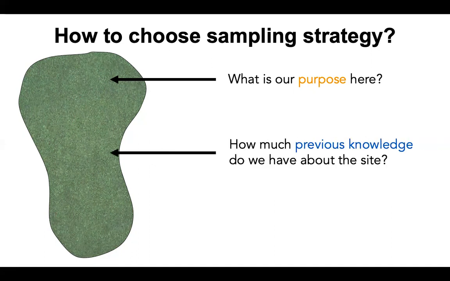And part of that is, how much previous knowledge do we have about that site? So for example, if we were going out to Sanborn, we have a pretty good idea of what's been going on there for the past 130 years. That's a lot of good previous knowledge. But if you just bought this property, for example, you might not have much knowledge at all. So you might want to have a better sampling to understand what's going on.